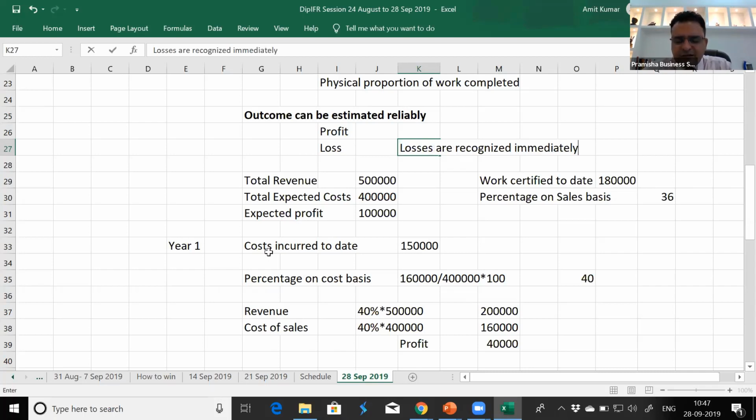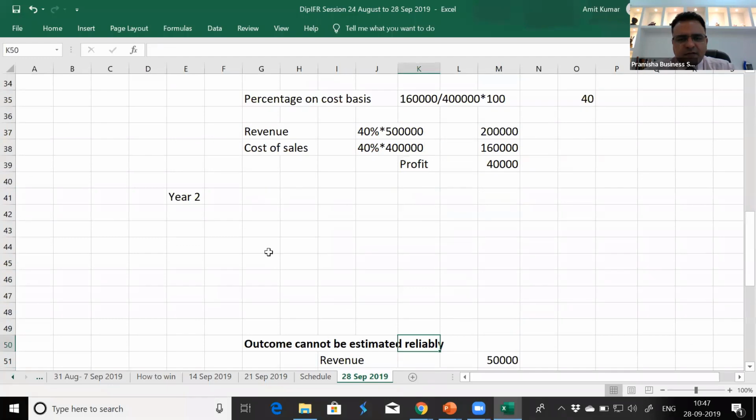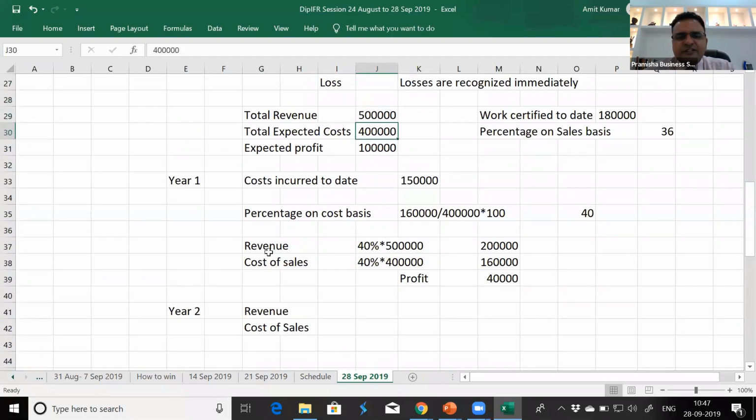Whenever we get to know that this project is going to be suffering a loss, we recognize it immediately. Suppose in year 2, the percentage reaches 60%. So total revenue and total cost of sales we can recognize till date is... and I believe there is no change in the revenue and cost figures. It may also happen that this will change. This can change because of 3 or 4 things.